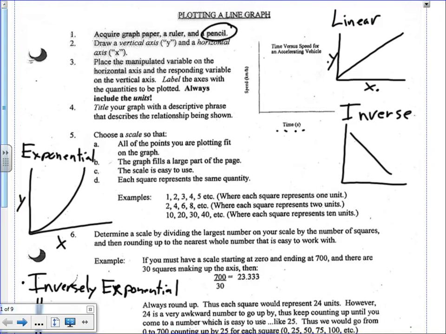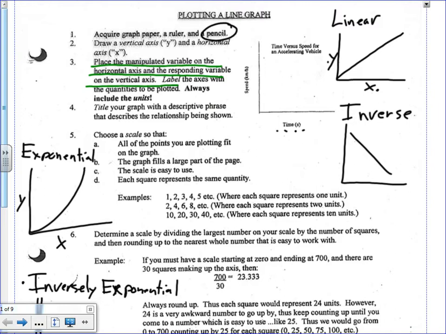Okay. All right, so third thing, manipulated variable always goes on the horizontal axis. Definitely got to know that. Okay, responding variable always goes on the y-axis. Okay, when you're doing this in a spreadsheet program like Google Sheets or Microsoft Excel, you always make the first column your manipulated variable. Okay, that way it shows up on the x-axis. They just kind of default to that for some reason.